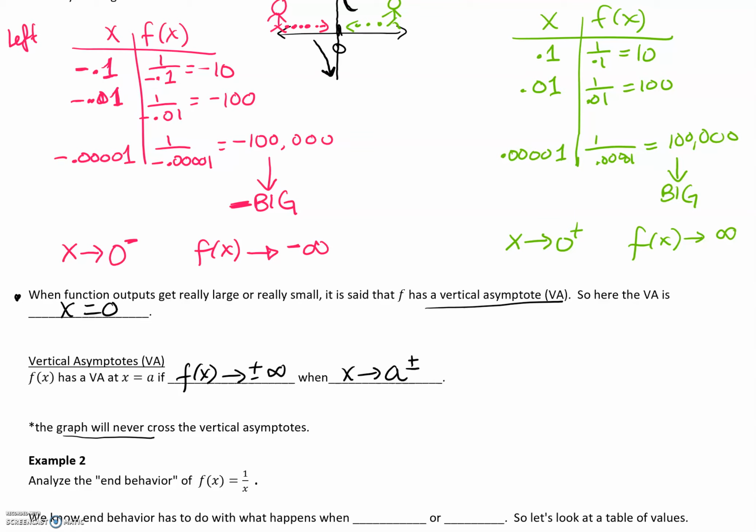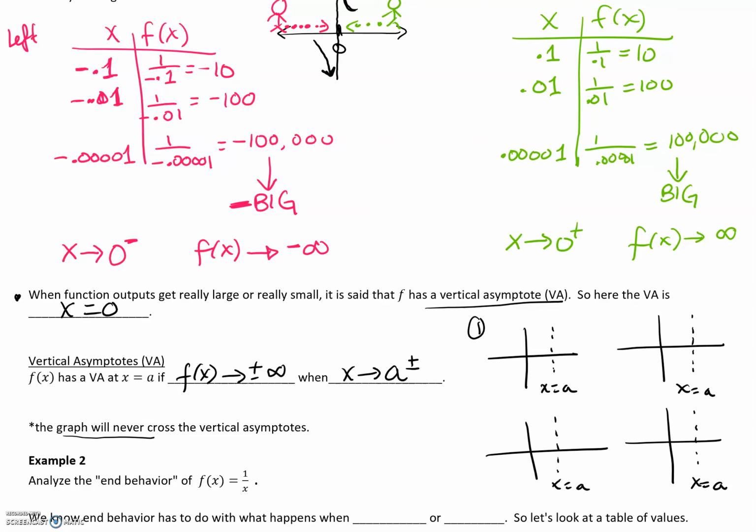So what are the things that could happen? Basically, as I'm approaching a from the left, it could go all the way up to infinity. Or maybe I'm approaching a from the right and it's going all the way to infinity for the graph. Or maybe I'm approaching a from the left and it's going all the way down to negative infinity. Or maybe I'm approaching a from the right and it's going to negative infinity. So anything like that happens, that means a is a vertical asymptote.